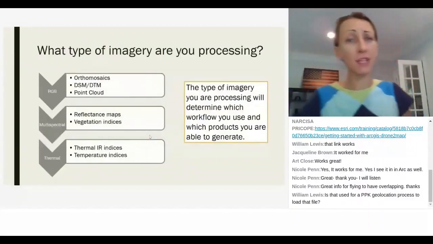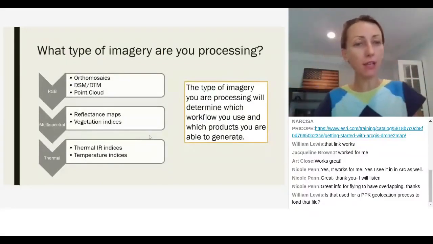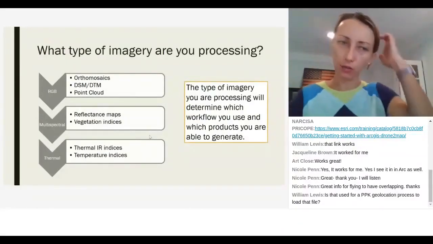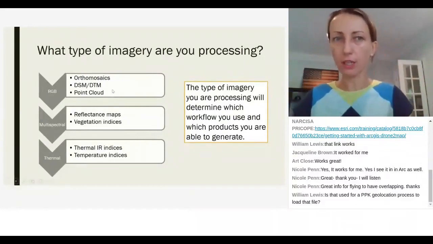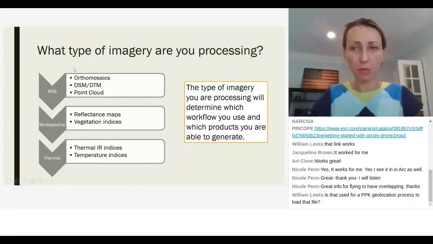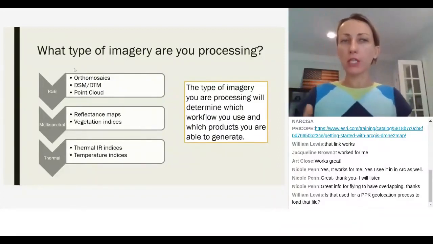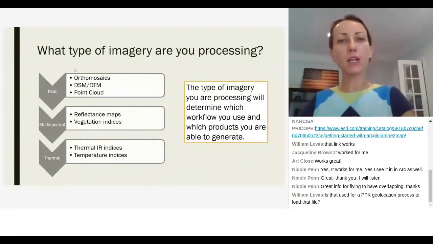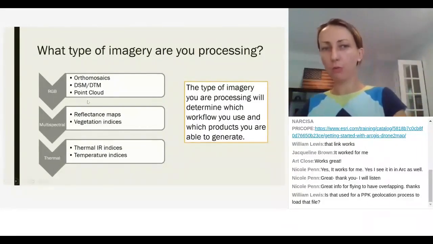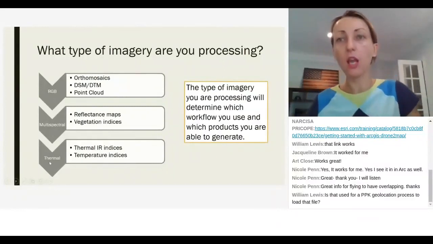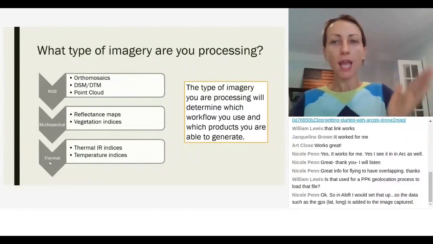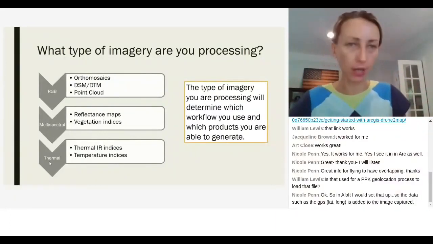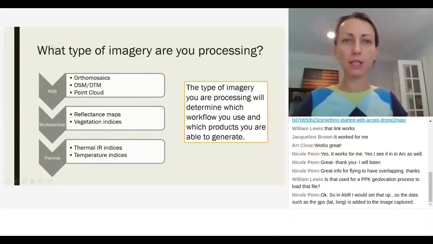Okay, so depending on the imagery you're processing, and I gave you guys this presentation as a handout, and it contains everything that you see here. We're not gonna go through everything. We're only gonna go through RGB because I'm assuming the majority of everybody here is maybe just getting started and interested in RGB data. But there is the information and the explanations for multispectral and thermal in the handout. Okay, so depending on the imagery you're processing, you will use a different workflow, and you are going to get out different products. Okay, that's basically all there is to it.